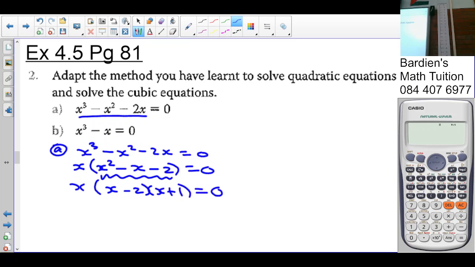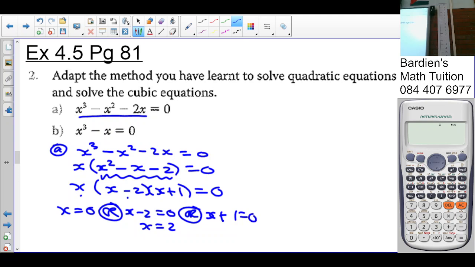You see that, people? So how many factors do we have now? 3 factors. So we say x is equal to 0 or x minus 2 is equal to 0, so x is equal to 2, or x plus 1 is equal to 0, x is equal to minus 1. Okay.